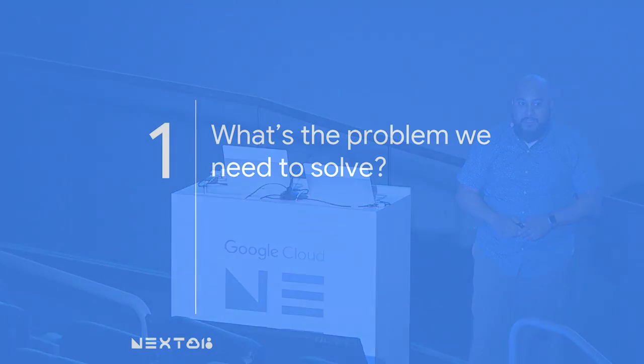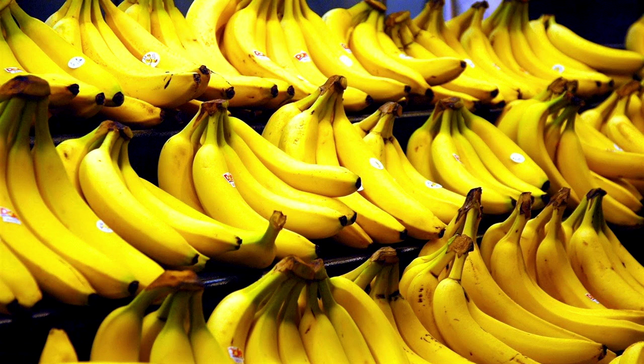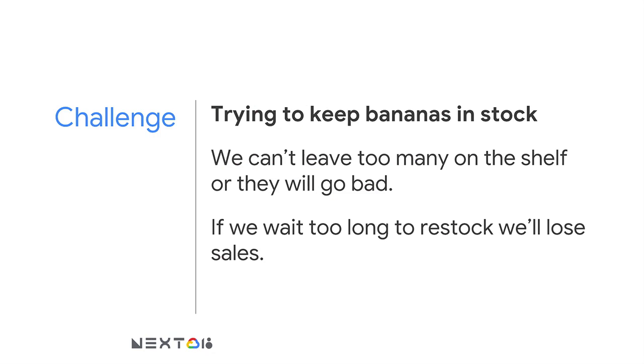So what's the problem we're trying to solve in this example? Right? It's produce, bananas in particular. So specifically, what we're trying to do is keep bananas in stock on the floor, on a grocery store floor. You can imagine a produce section inside of a larger store. We're trying to keep that in stock.